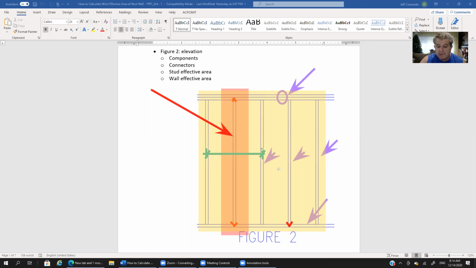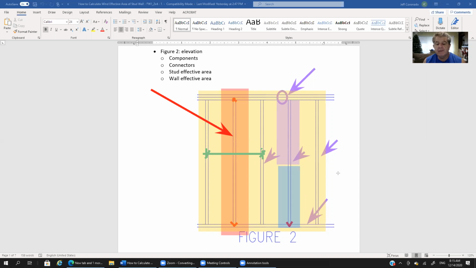Well, what's the effective area for the nails? It's going to be this much, right? That's the effective area that transfers into these nails, that's how much of the wind pressure these nails need to resist. On the other hand, the nails up at the top would need to resist this amount of pressure, right?